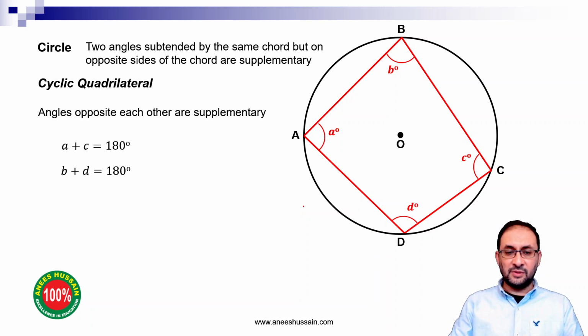Now, why does that happen? Well, the reason is very simple. If you remember the rule that I've just written above, two angles extended by the same chord but on opposite sides are always supplementary. If I draw the first chord AC, then the angle above is angle B and the angle below is D, so B plus D should add up to 180 degrees. Similarly, if I draw the second chord, which is BD, then again there are two angles, one on the left, angle A, and one on the right, which is angle C, and they should also add up to 180 degrees. Therefore, angles opposite each other in a cyclic quadrilateral always add up to 180 degrees.